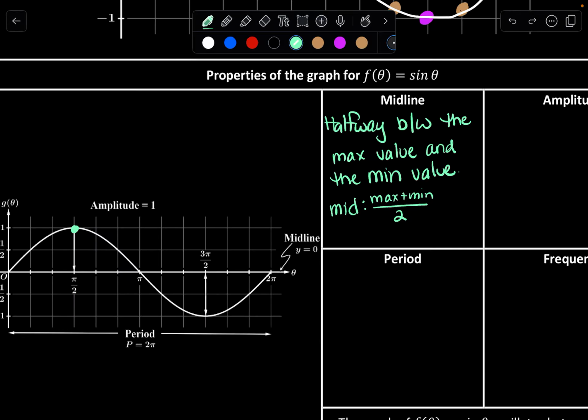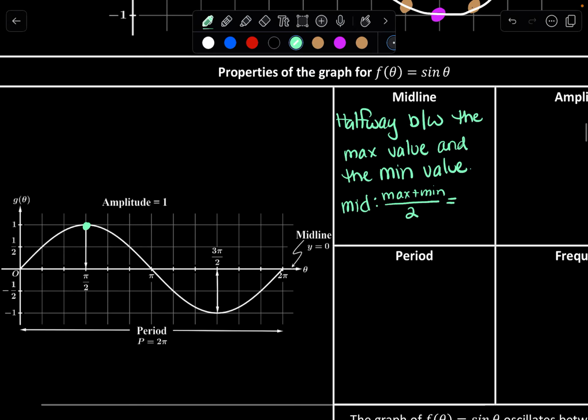And in this case, our maximum is at +1, and then our minimum is at -1. So we end up with, hold on, sorry, that should be divided by 2. So we end up with 0 divided by 2, which is 0, which is what we see here.